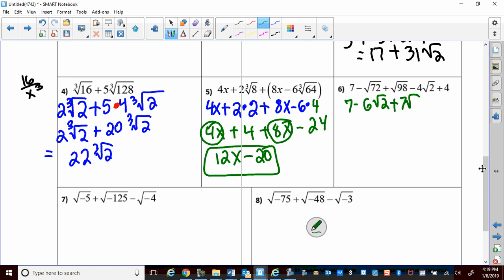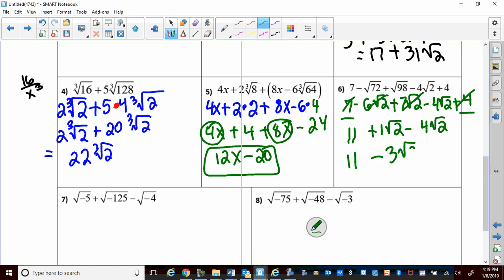7 root 2 minus 4 root 2 plus 4. Simplifying, here's my like term. 7 plus 4 is 11. Negative 6 plus 7 is positive 1 root 2. So these all go away, and I'm left with minus 4 root 2. I get 11 minus 3 root 2 equals 11 minus 3 root 2.